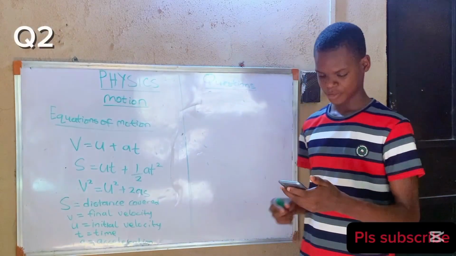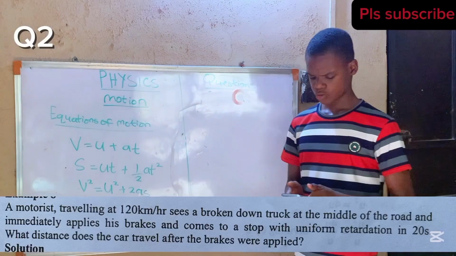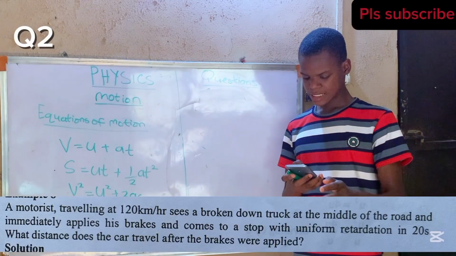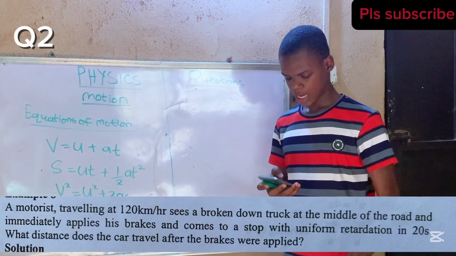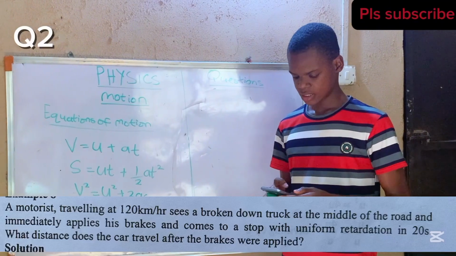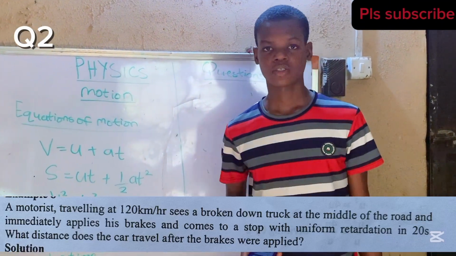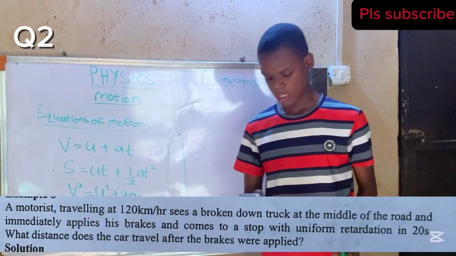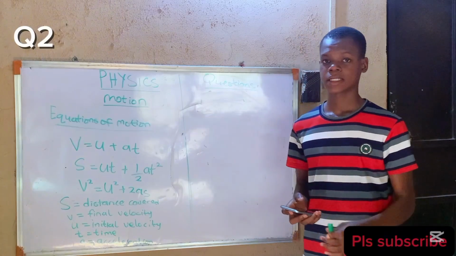So next question. This next question is a little bit more tricky, so pay attention. A tourist is traveling at 120 kilometers per hour and sees a broken truck in the middle of the road and immediately applies his brakes and comes to a stop with uniform retardation in 20 seconds. What distance does the car drive after the brakes were applied? You may be looking at this question and want to cry and say, oh god, what are they giving me here? So now I'm going to break it down and show you how we can solve it and get our answer quickly and accurately.